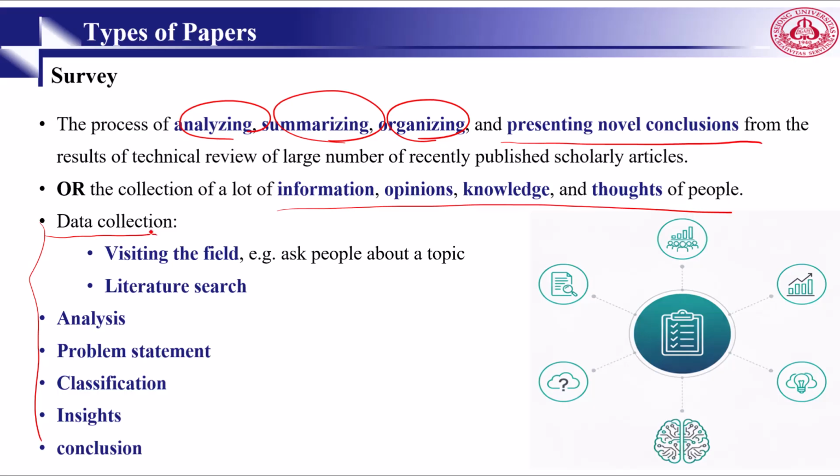First, we begin by data collection, either from literature search or visiting the field, for example, asking people about a topic. Then we have analysis, formulation of a problem statement, classification of existing work or opinions into meaningful categories. Finally, the paper should provide insight and conclusion that not only summarize the current state of knowledge, but also highlight future direction. Well-crafted survey papers are particularly valuable to both new and experienced researchers. Why? Because they serve as authoritative references and guide further inquiry in the field.